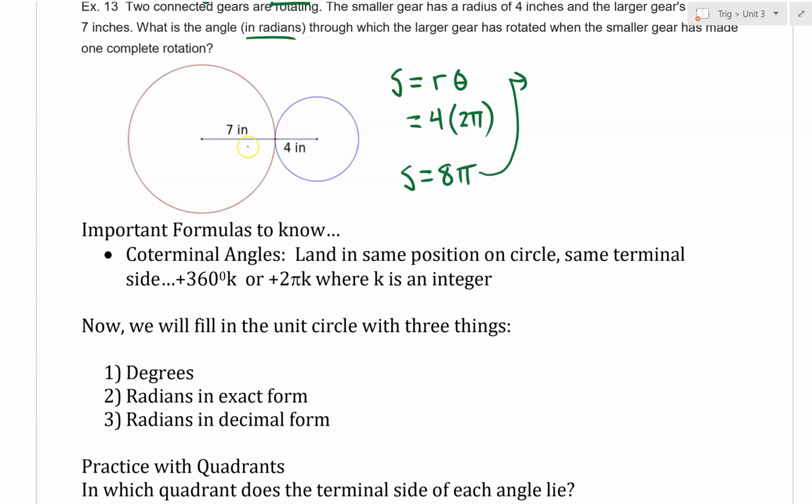And now I know that the larger circle has a radius of 7 inches. And I also know that I'm looking for the angle measure here. So I'm not looking for the intercepted arc length, I'm looking for the angle measure. And the angle measure would be the arc length divided by the radius, which in this one, the arc length was 8 pi. And we're dividing that by the radius of that second circle, which is 7. And that would be our measure.